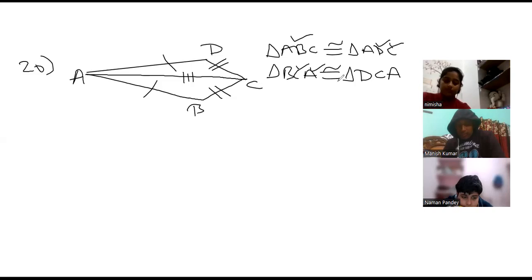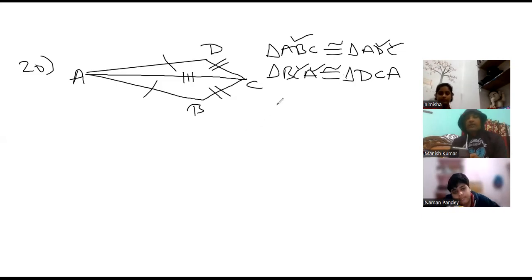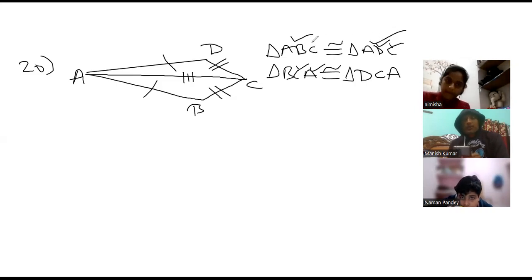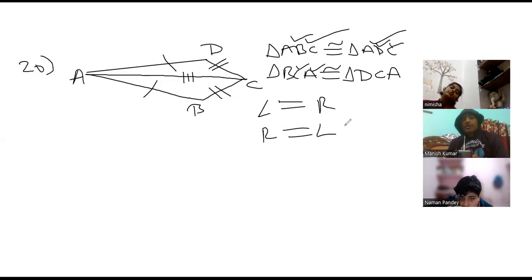And what is the next option? Triangle ADC equal to triangle ABC. In the same way, if we are writing this ADC, ADC is congruent to ABC. This one we are writing on the left side and this one we are writing on the right side. If left side is equal to right side, then right side will also be equal to left side. So all were right. Nimisha? All the options were right, isn't it?